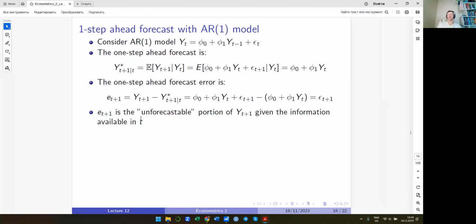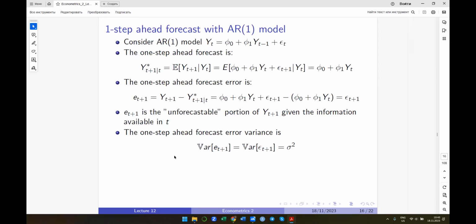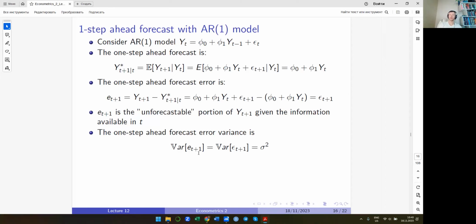So this is the so-called unforecastable portion of y_{t+1}, given the information available at t. So what we are not able to forecast. The variance of the one step ahead forecast is going to be the variance of this error. So this is going to be the variance of our white noise, and this is going to be sigma squared.